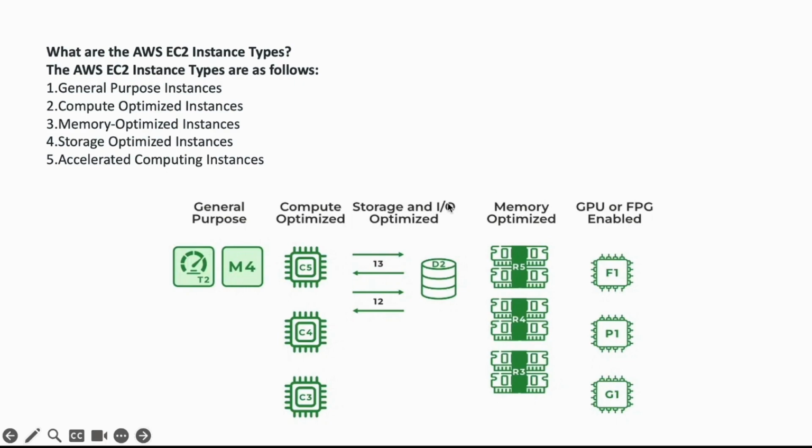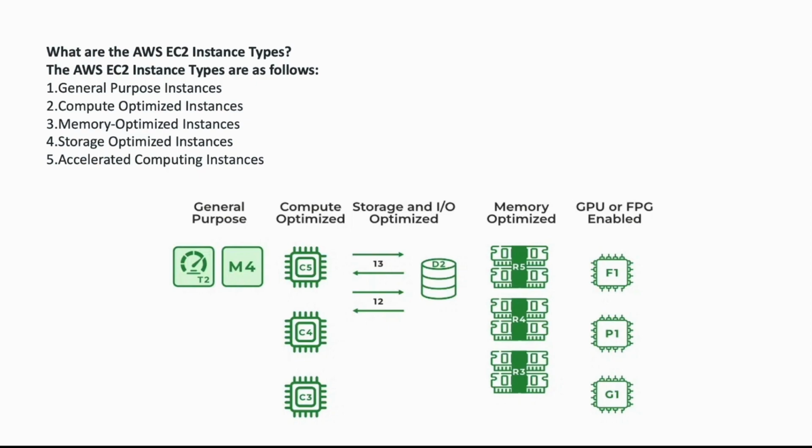The other one is storage and IO optimized. So you can see that there you can see a stack storage system. So what exactly are storage optimized instances? They're ideal for applications that require high IO performance, such as NoSQL databases that store and retrieve data in real time. They are also well suited for memory intensive applications such as data processing, data warehousing, analytics workloads, and log processing.